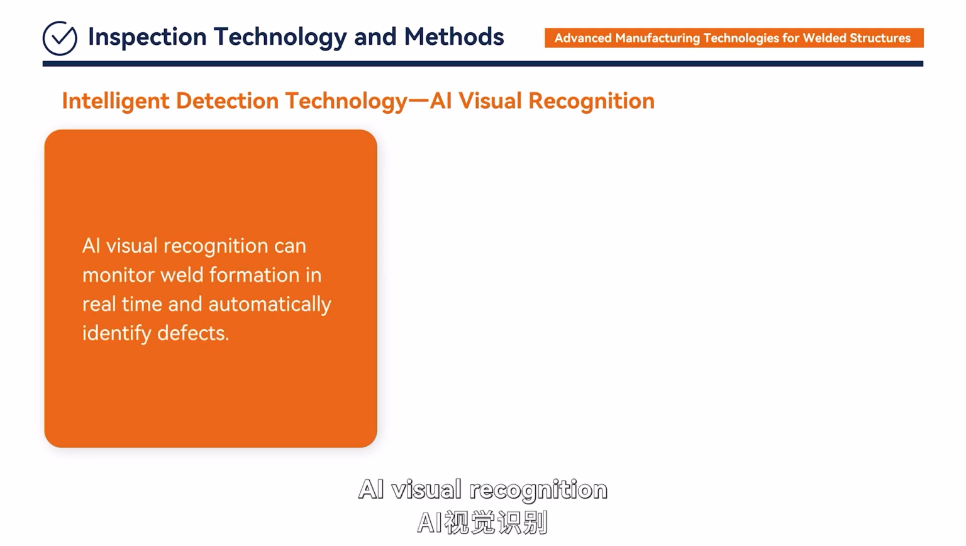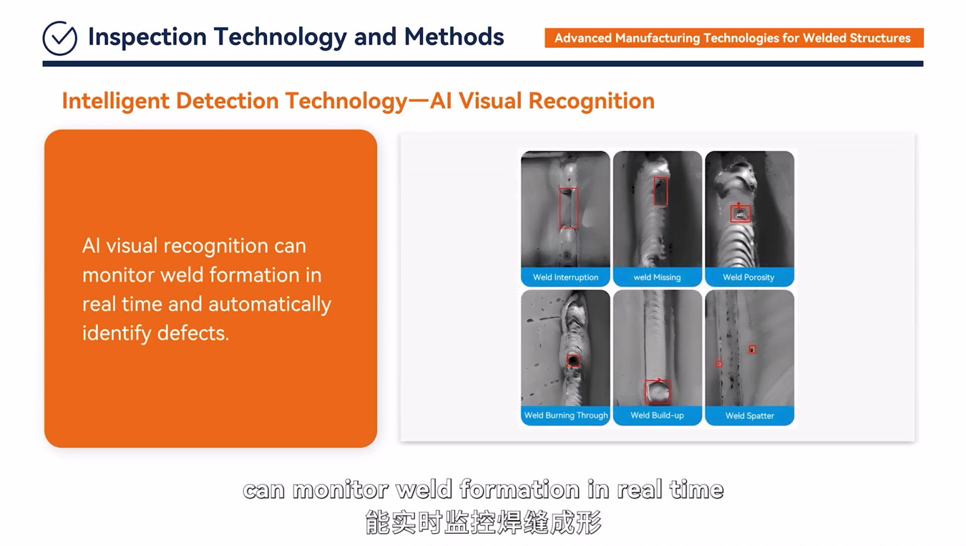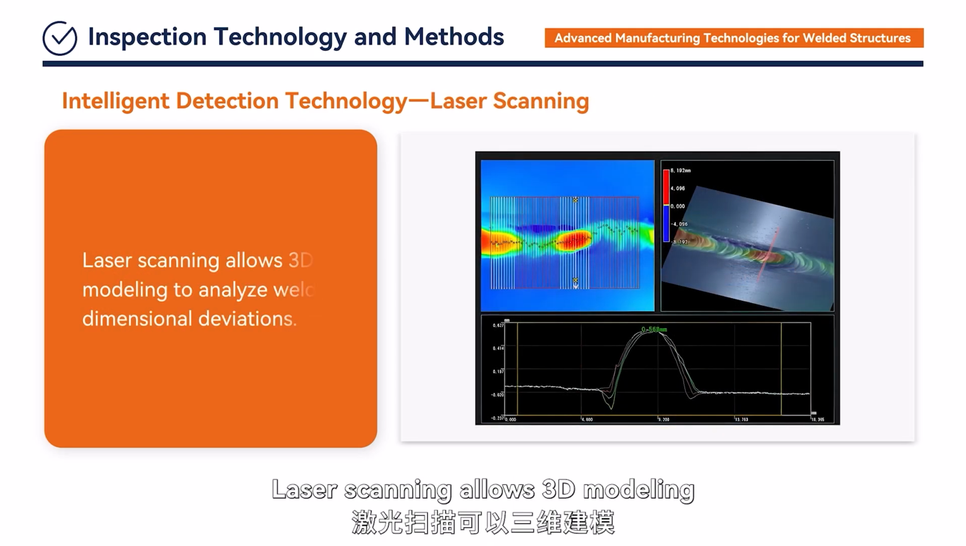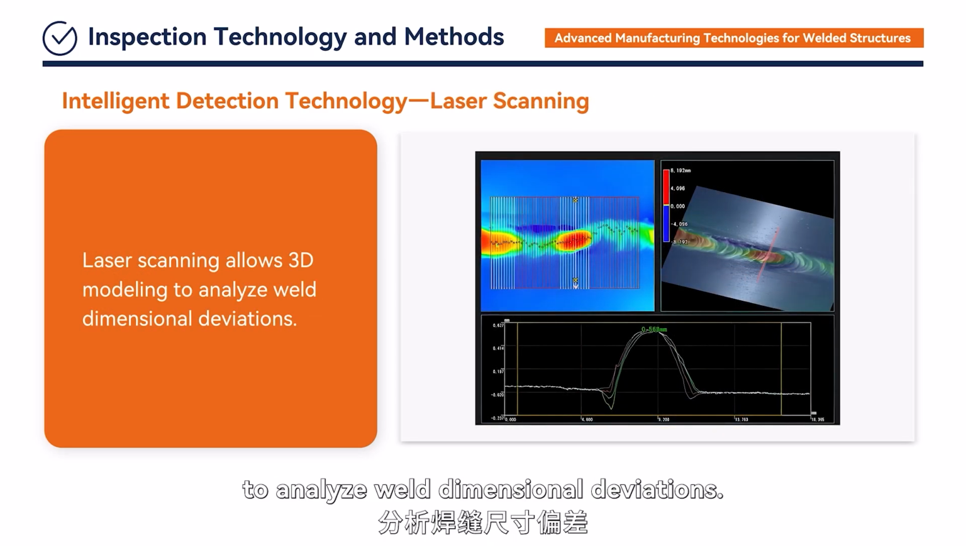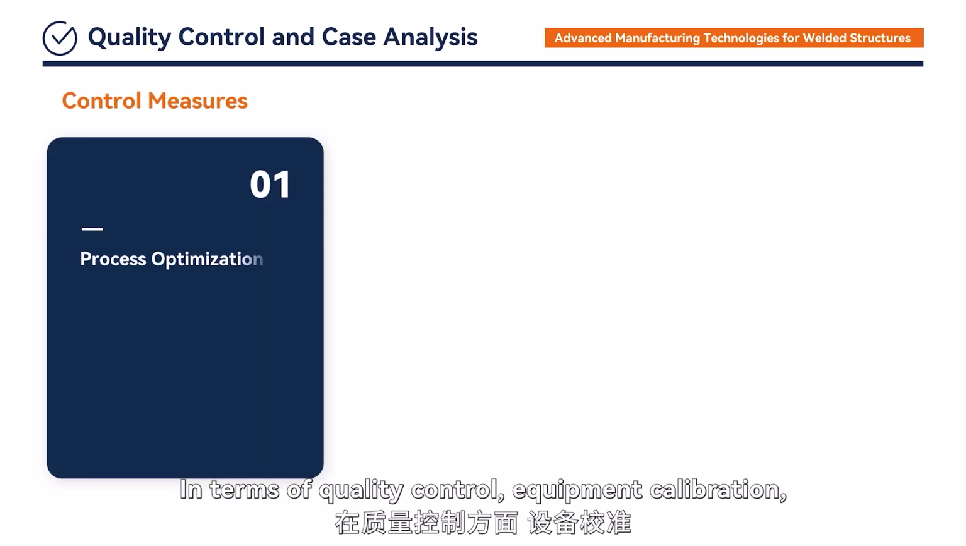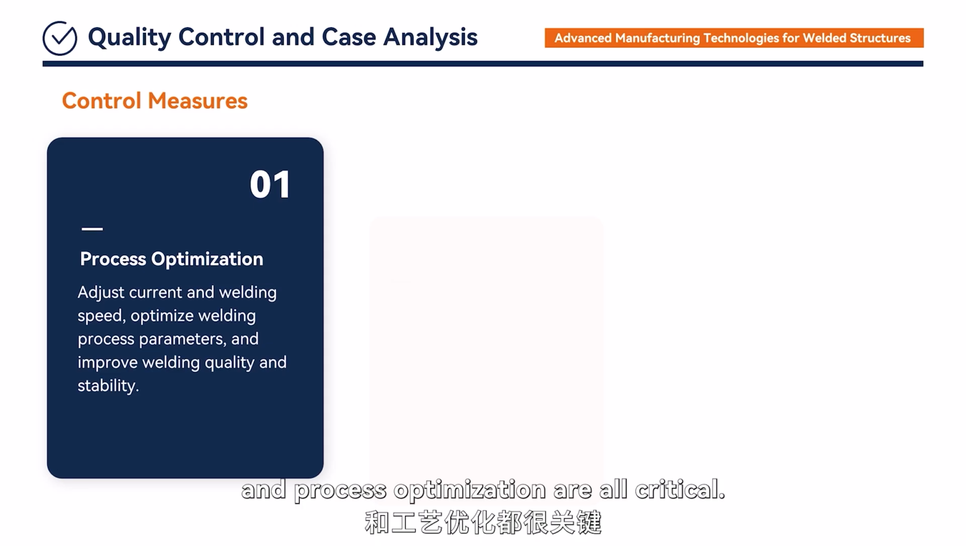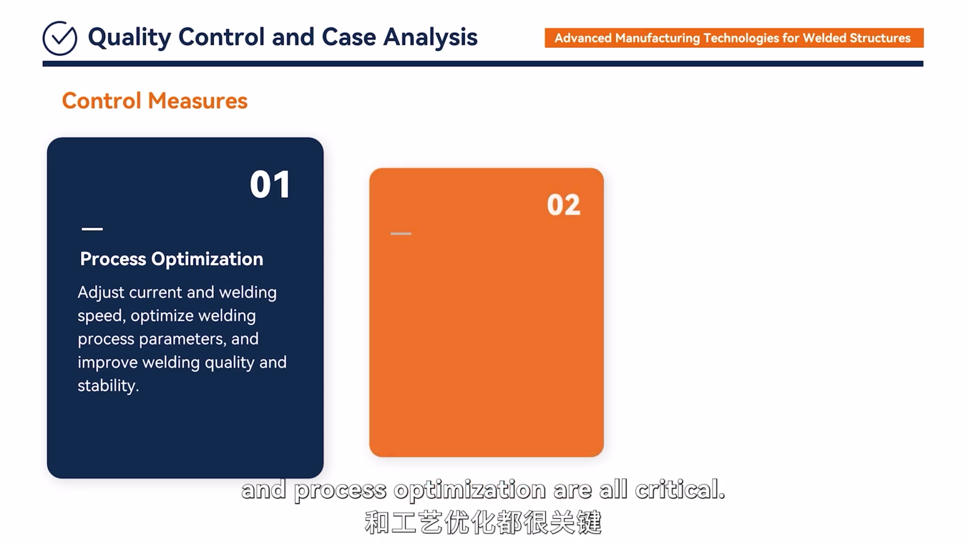AI visual recognition can monitor weld formation in real time and automatically identify defects. Laser scanning allows 3D modeling to analyze weld dimensional deviations. In terms of quality control, equipment calibration, environmental management, and process optimization are all critical.